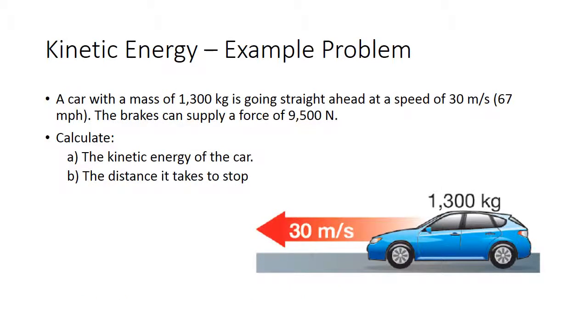Let's look at the first example problem. A car with a mass of 1,300 kilograms is going straight ahead at a speed of 30 meters per second. The brakes can supply a force of 9,500 newtons. Calculate A, the kinetic energy of the car, and B, the distance it takes to stop.